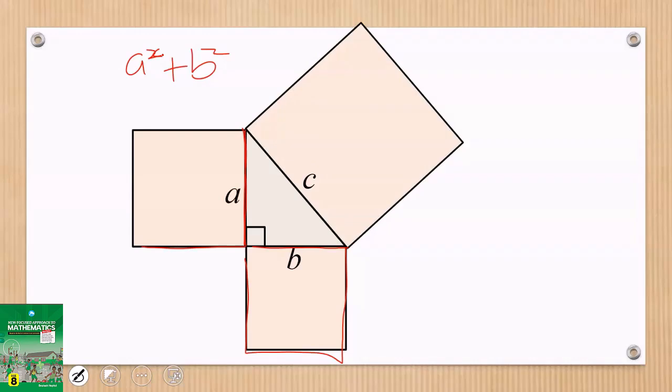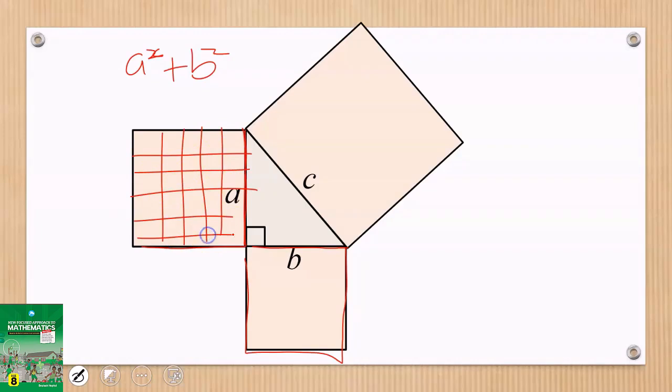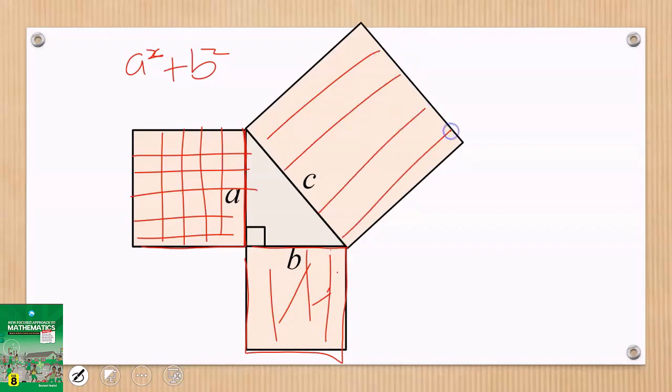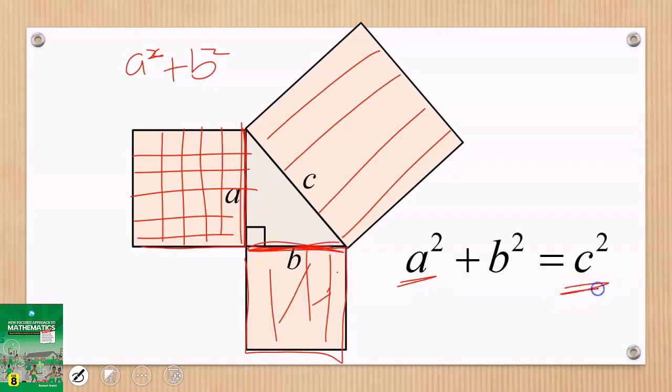Always the longest side is what we call the hypotenuse. So it means when I divide this into pieces and arrange them in addition to this one, together they must fill this square as well. That is what Pythagoras theorem is all about. So in simple terms, we say the side A squared plus the side B squared should be equal to the side C squared.